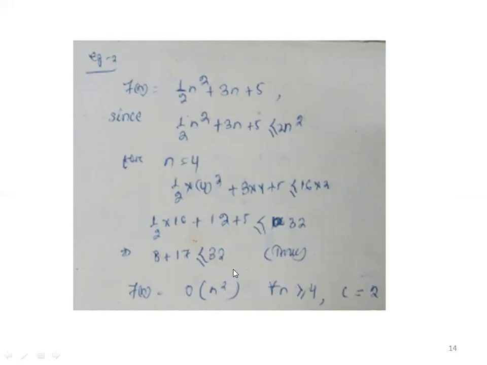So this is satisfying the definition of big O notation, and hence here the g(n) value is n². This n² is the upper bound of the function ½n² + 3n + 5, and this is written in this way: f(n) = O(n²) for all n greater than or equal to 4 and c equal to 2. So n0 is 4 and c equals 2 in this case.